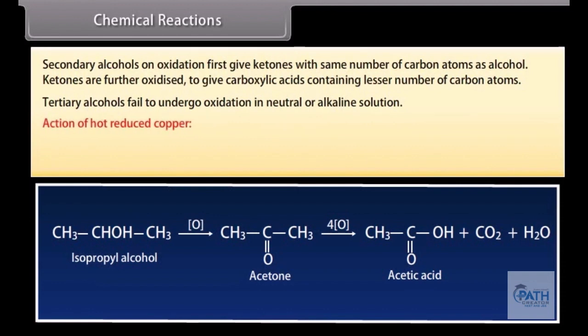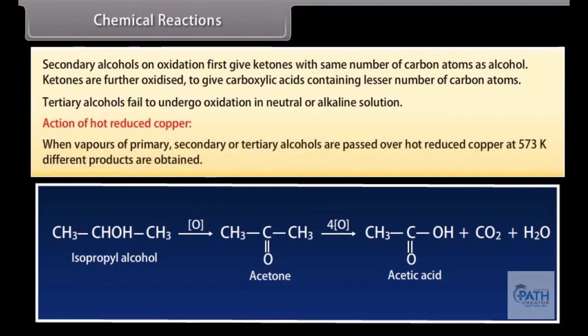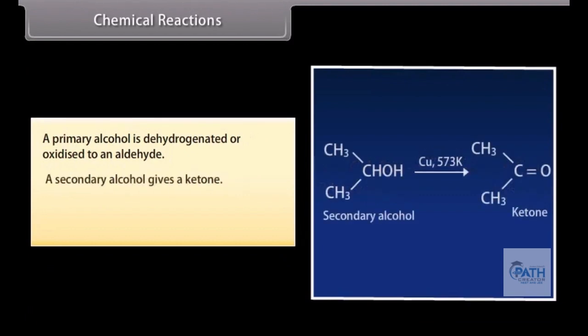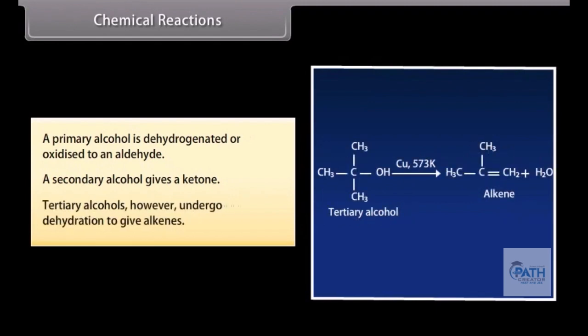Action of hot reduced copper. When vapors of primary, secondary or tertiary alcohols are passed over hot reduced copper at 573 Kelvin, different products are obtained. A primary alcohol is dehydrogenated, or oxidized, to an aldehyde. A secondary alcohol gives a ketone. Tertiary alcohols, however, undergo dehydration to give alkenes.